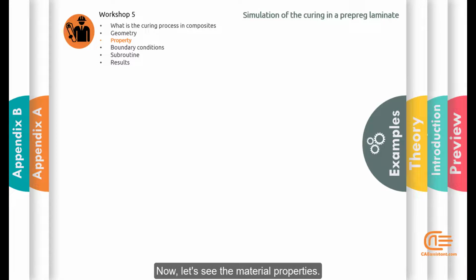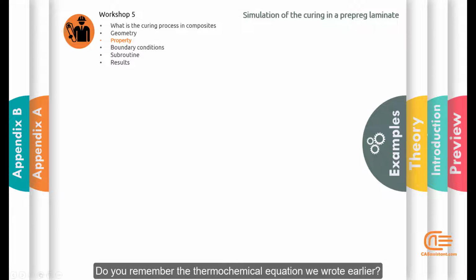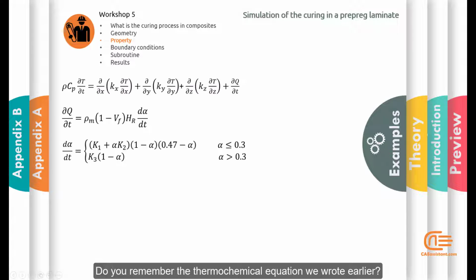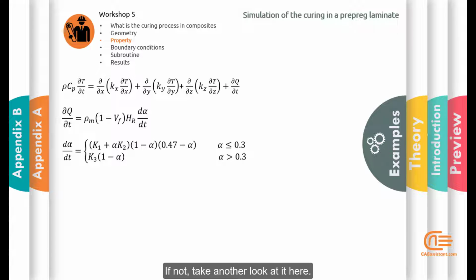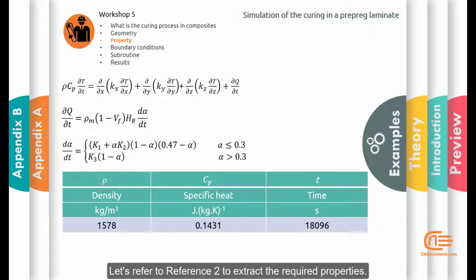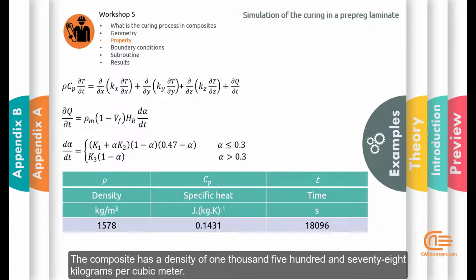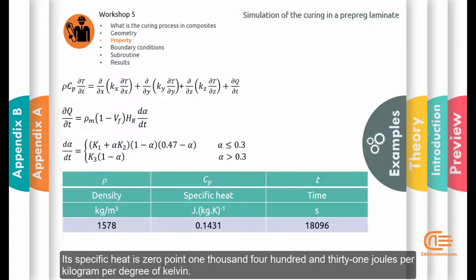Now let's see the material properties. Do you remember the thermochemical equation we wrote earlier? If not, take another look at it here. To solve this equation, we need all its parameters. Let's refer to reference 2 to extract the required properties. The composite has a density of 1,578 kilograms per cubic meter. Its specific heat is 0.1431 joules per kilogram per degree Kelvin.